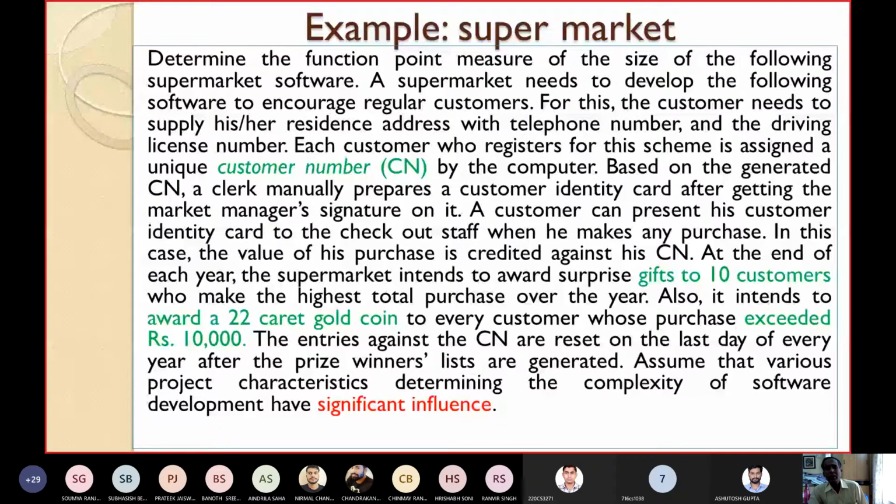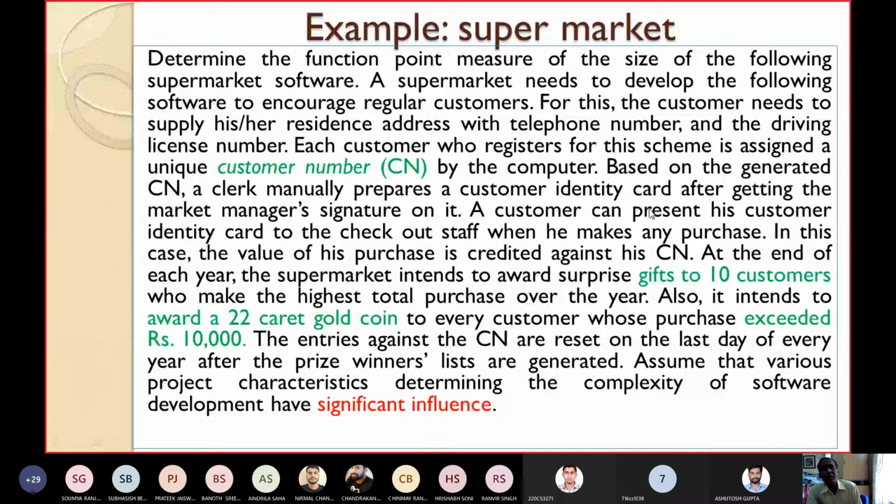It is also given that the various project characteristics determining the complexity of software development have significant influence. Yesterday, in the last class, I already told you there are different types of influence: no influence, minor influence, average influence, significant influence, and high influence, and the values I have already told you vary from 0 to 5. So now let's see, and the significant value is 4.